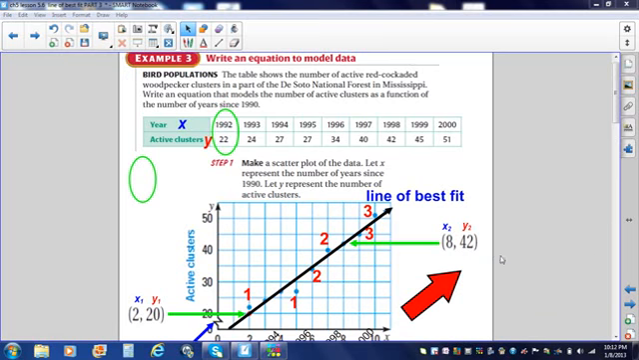Alrighty guys, let's take a look at a sample problem. You do not have to write anything down yet. Just watch for a couple minutes. I'll let you know when you need to write stuff down. They've given us a table. This is our X, this is our Y. So each one of these is going to represent an ordered pair on the graph below. So the year is 1992 and the clusters is 22. Remember that the top numbers are our domain and the bottom numbers are our range, X and Y.